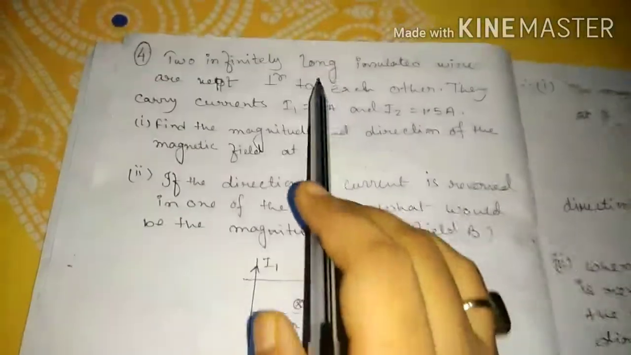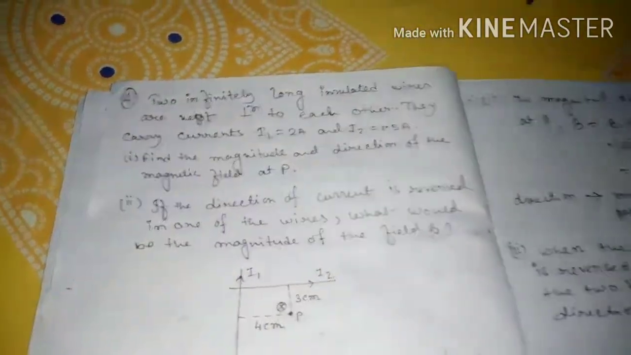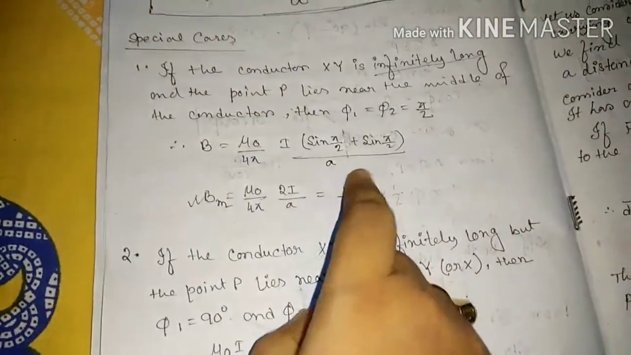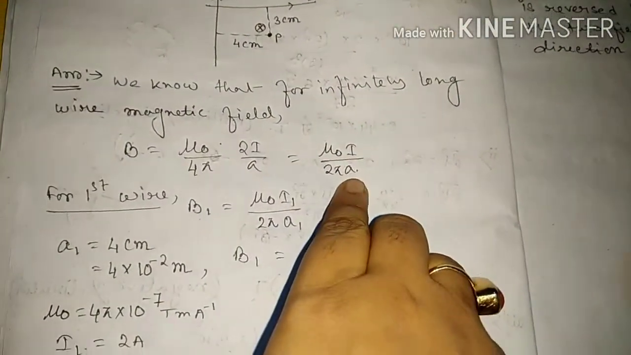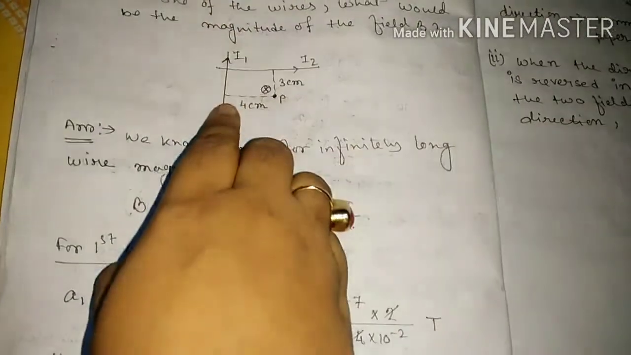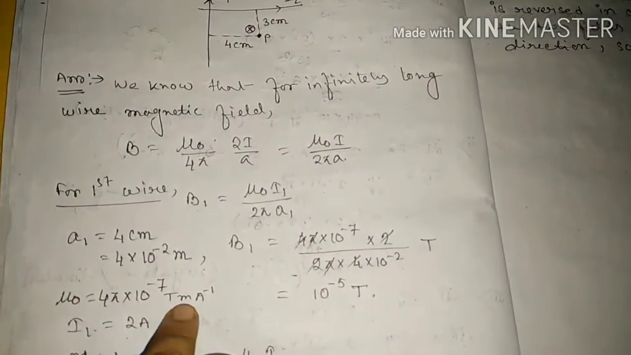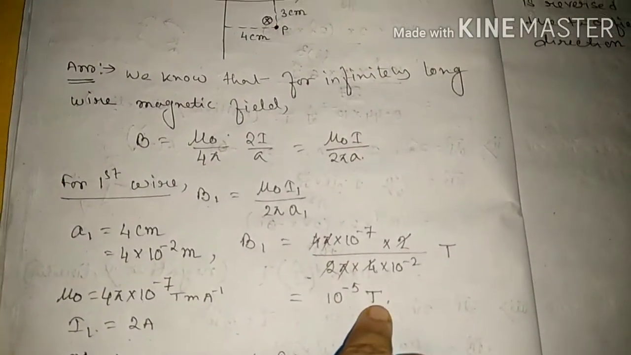Because it is mentioned here, two infinitely long insulated wires, which formula do we use? This one: mu 0 I by 2 pi a for an infinitely long wire. So for the first wire, B1 equals mu 0 I1 by 2 pi a1. a1 means 4 centimeter converted to meter. Mu 0 is 4 pi into 10 to the minus 7, and I1 equals 2 A. If we put it in, we get 10 to the power minus 5 Tesla.